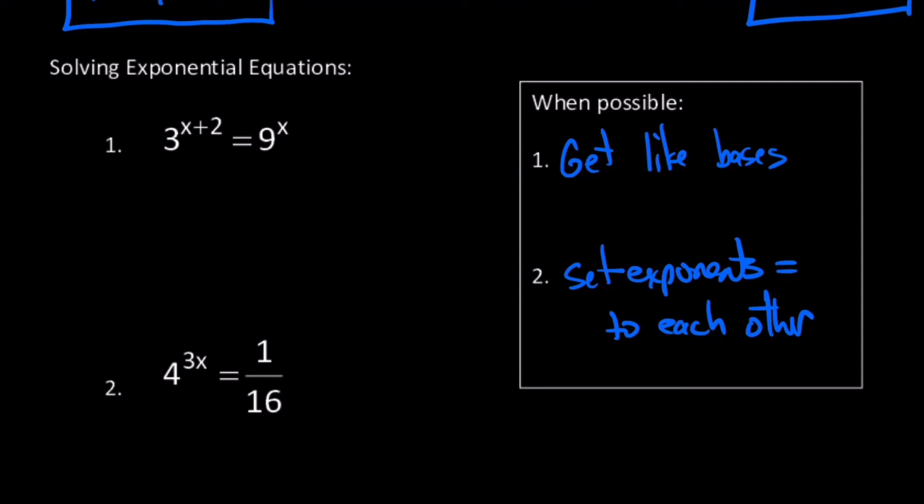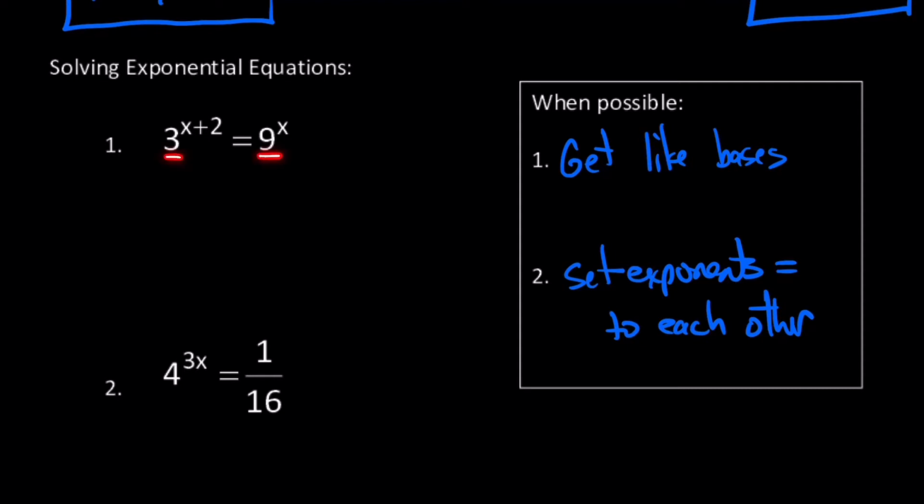First example here, I have 3 to the x plus 2 equals 9 to the x. Well, right now, I can't determine anything about those. They're not equal for sure because these bases are not the same. So to get like bases, you always have to go to a smaller base. I know we're conditioned to solve equations with multiplication and addition and things like that, but you're always trying to rewrite the term with a smaller base.